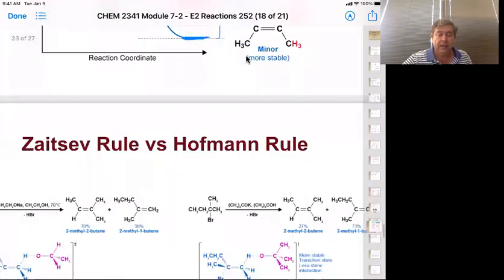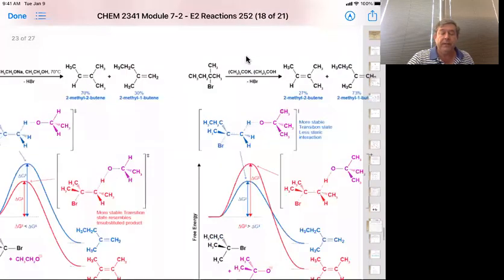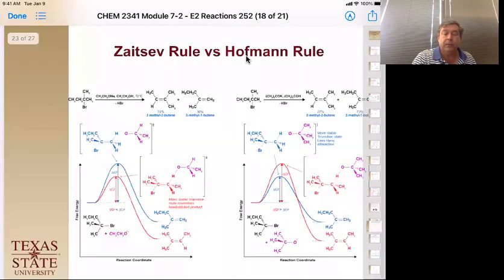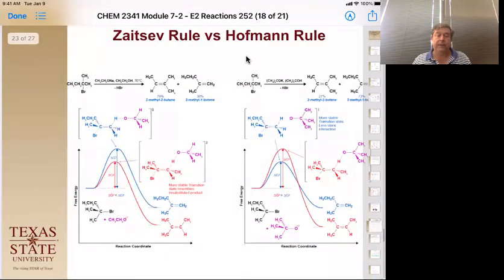That's where the Zaitsev rule and the Hofmann rule compete. The Zaitsev rule is telling us we want to remove that secondary or tertiary hydrogen preferentially because it has a lower activation energy.